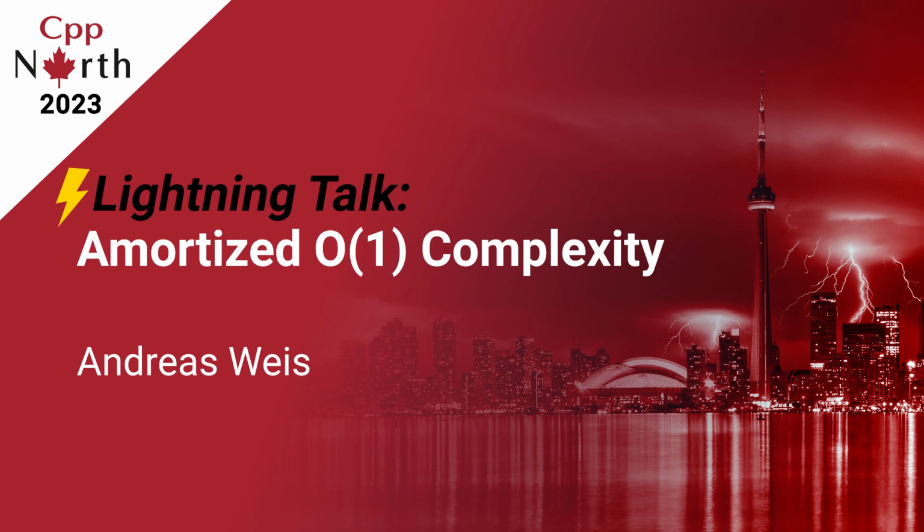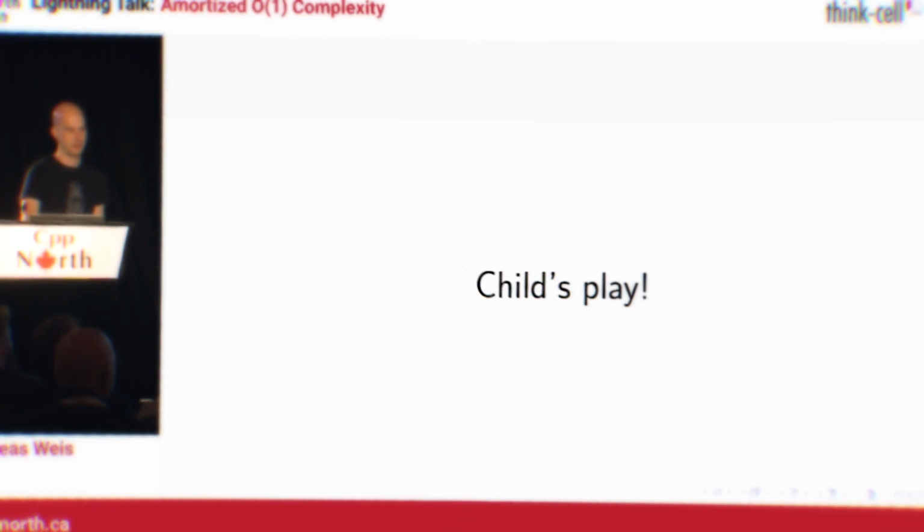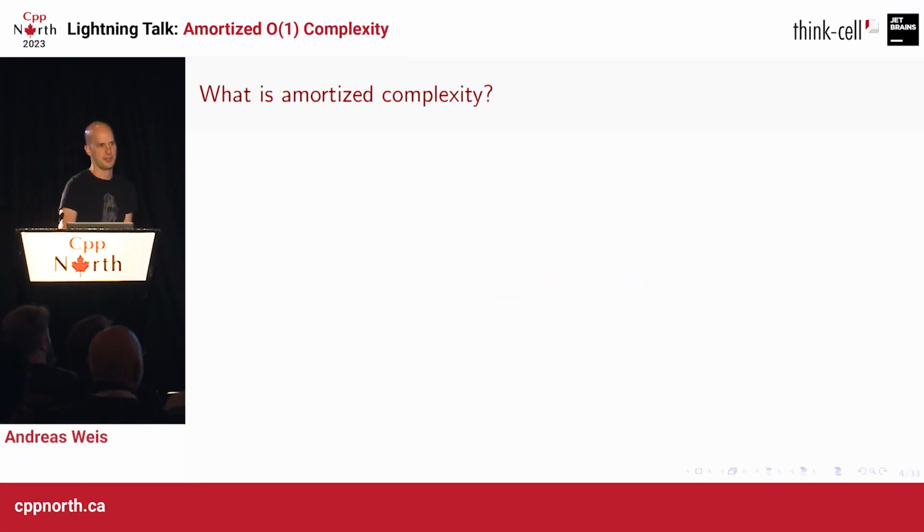This is amortized constant complexity. So this is a talk about runtime complexity, but we all know this. This is easy. So what is amortized complexity?